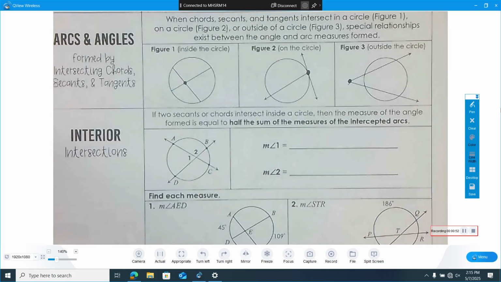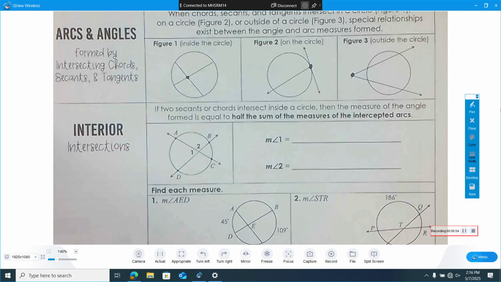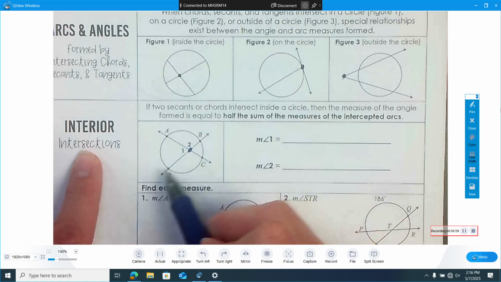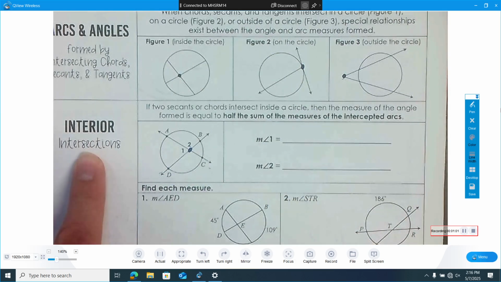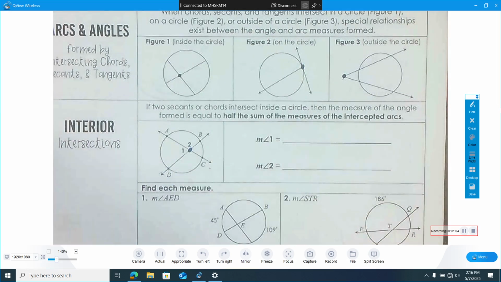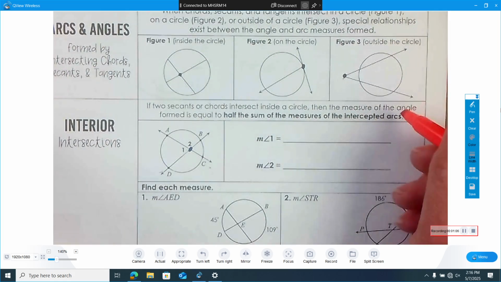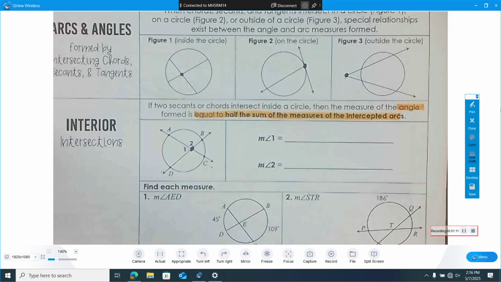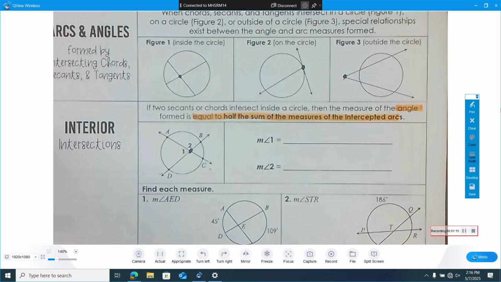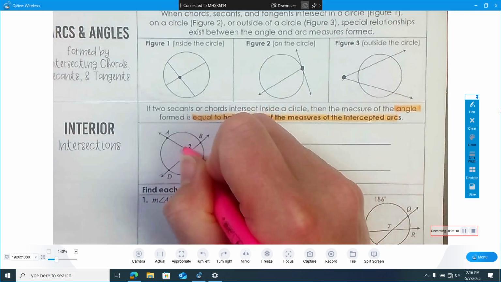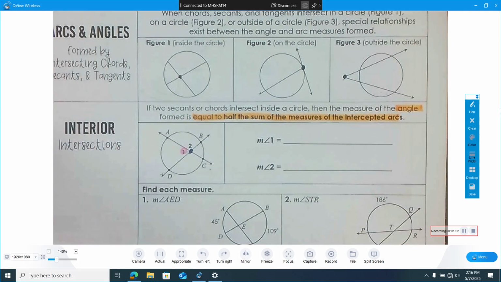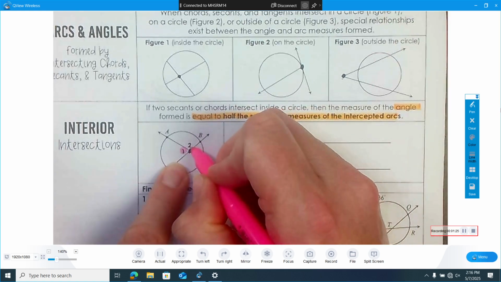And it's pretty easy to figure out measures of arcs or angles. So it turns out that if we have an intersection of two lines or segments inside the circle, then the angle is equal to half the sum of the intercepted arcs. So let's say I'm looking for the measure of angle 1 here. Well, if you guys have learned anything this year about angles, tell me about this other angle on the other side.